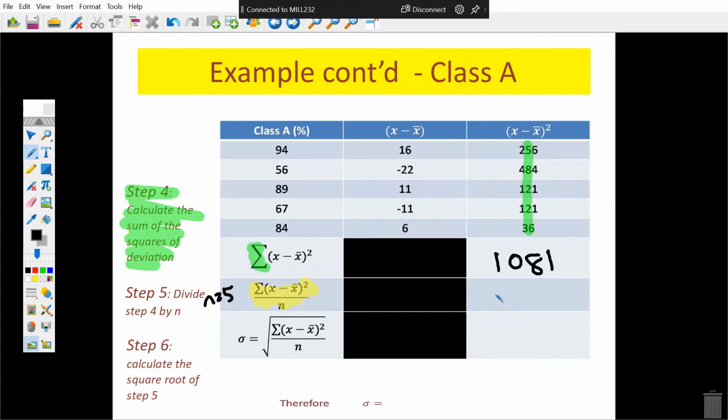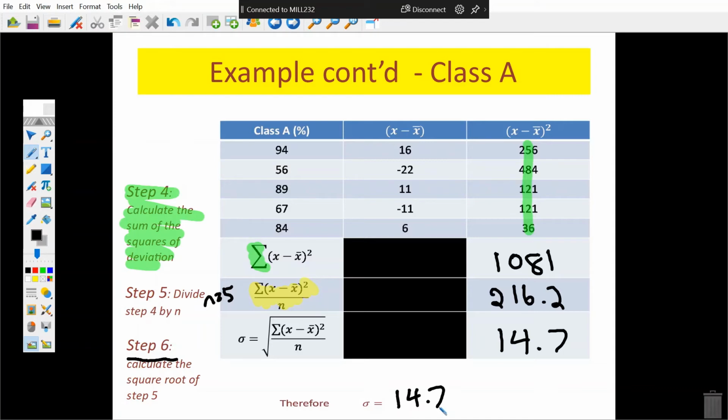We will get 216.2. And then in step 6, we are going to calculate the square root of step 5. So that 216.2, we're just going to take the square root of that number. And our standard deviation is 14.7. So therefore the standard deviation for this is 14.7.